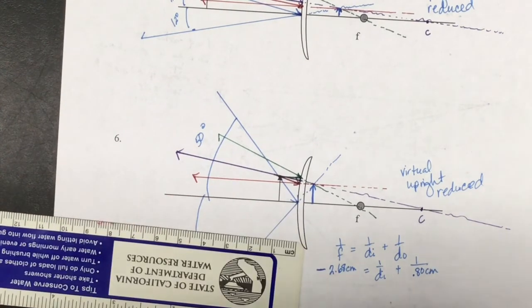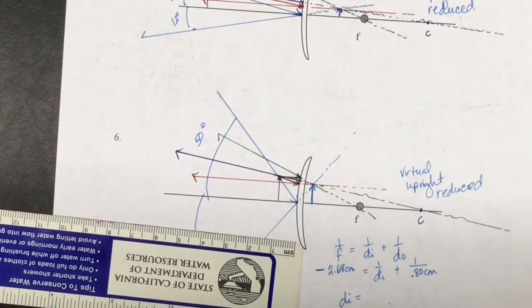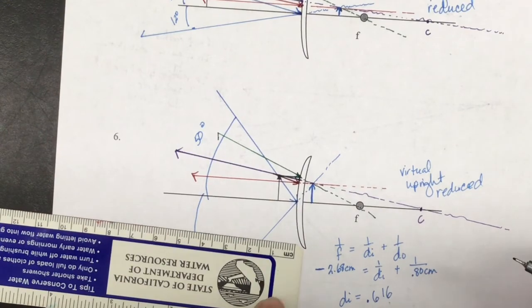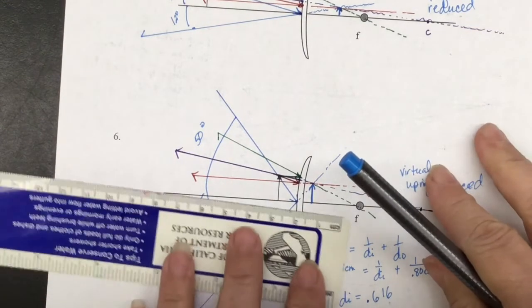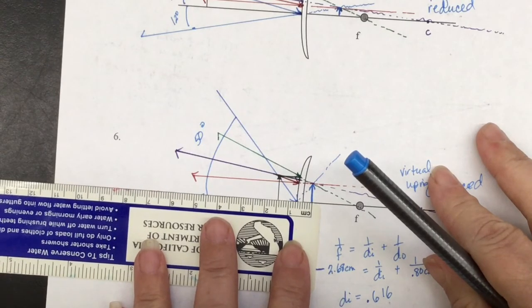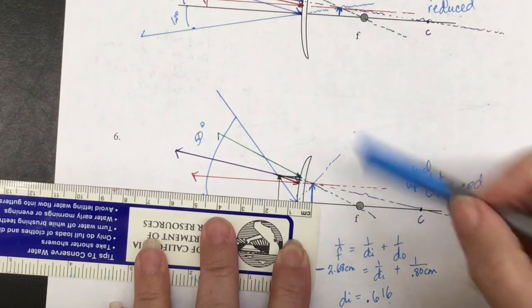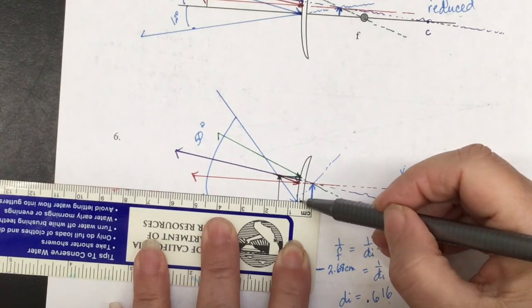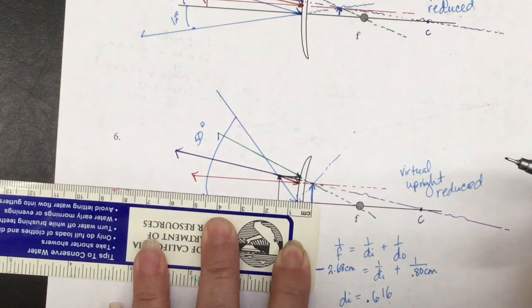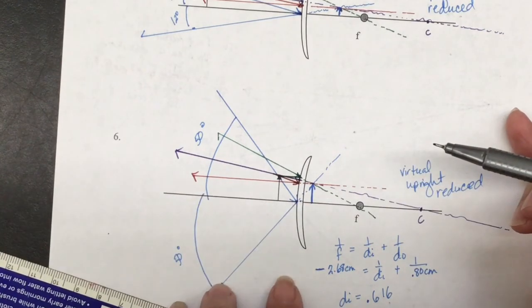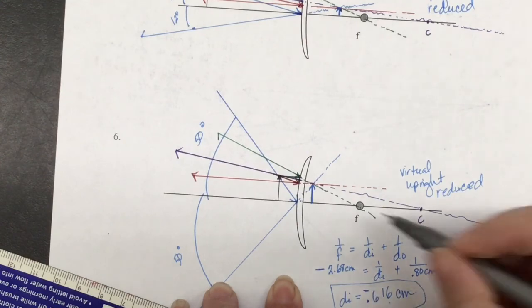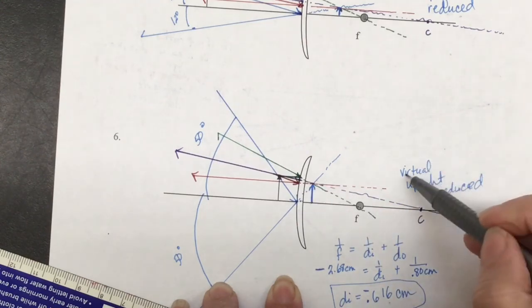And if we do the calculation, we get that di equals 0.616. And so when we go and measure this, oh look, it's point, count, 1, 2, 3, 4, 5, 6 centimeters from the leading edge of the mirror. So that tells us that we did it right, and it came out negative in the calculator, which means it's back here behind the mirror and it's virtual.